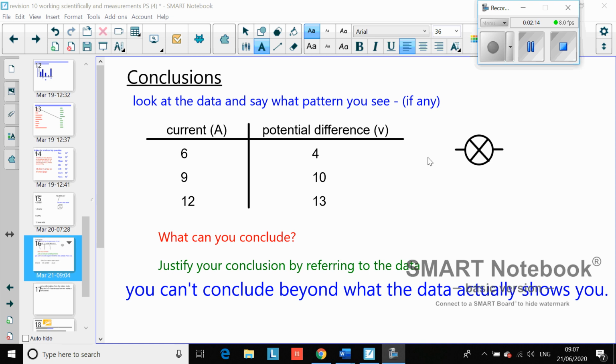We're looking at, say, the electric current and the voltage through a light bulb. What can you conclude from this? Okay, so just pause the lesson for a moment and just have a look at this data and just write down in one sentence, maybe 2 at the most, what this data tells you. What can we conclude about the current related to the potential difference, voltage? Okay, pause that and do that now, please.